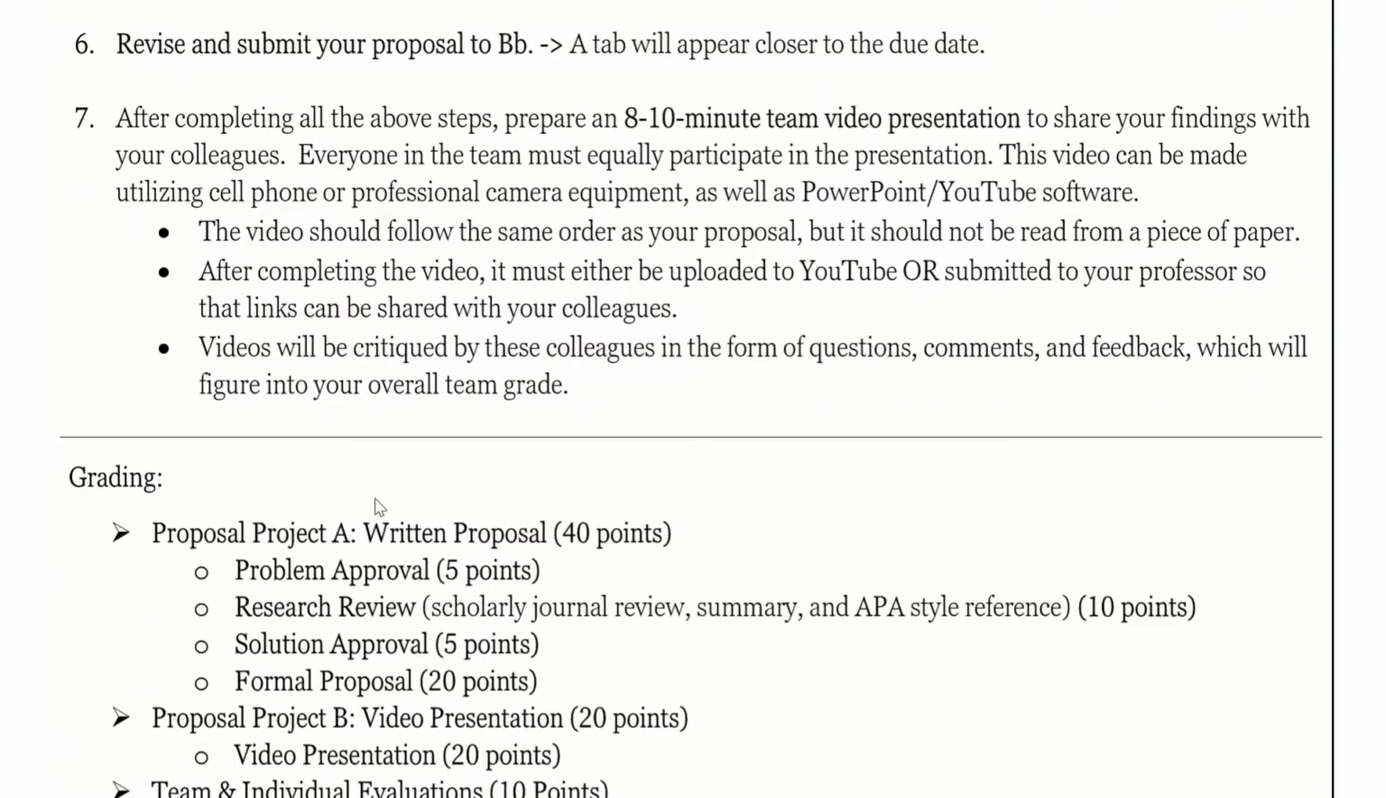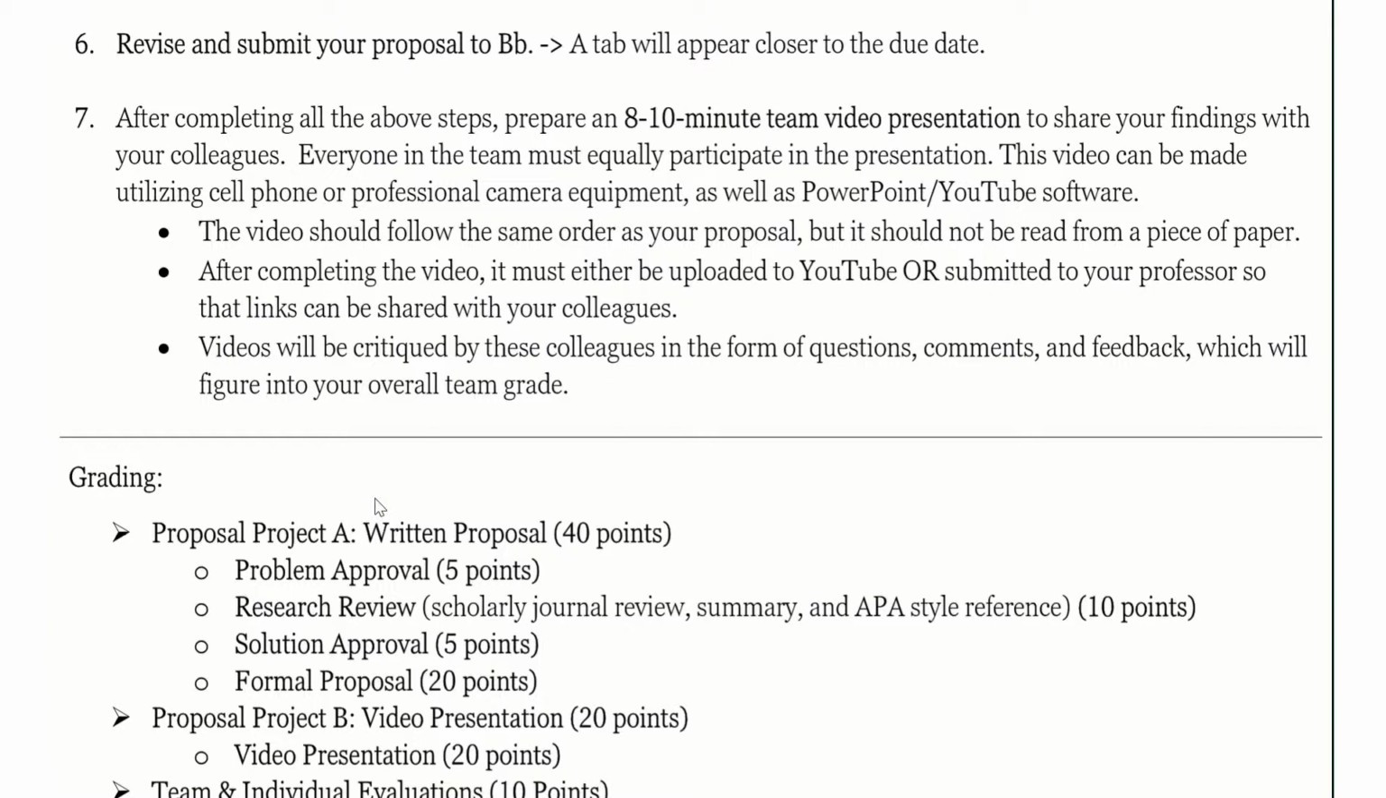And then step 7. After completing all of the above steps, you are to prepare an 8 to 10 minute team video presentation to share your findings with your colleagues. Everyone in the team must equally participate in the presentation. This video can be made utilizing cell phone or professional camera equipment, as well as PowerPoint or YouTube software. In general, the video should follow the same order as your proposal, but it should not be read from a piece of paper. After completing the video, it must either be uploaded to YouTube or submitted to me so that I can share the links with the classmates.